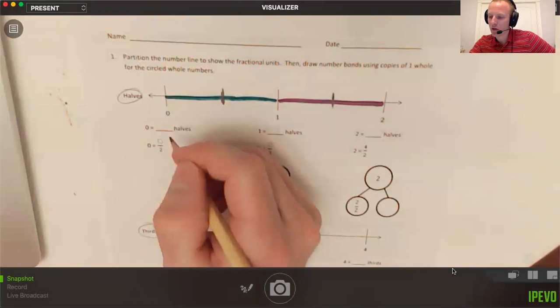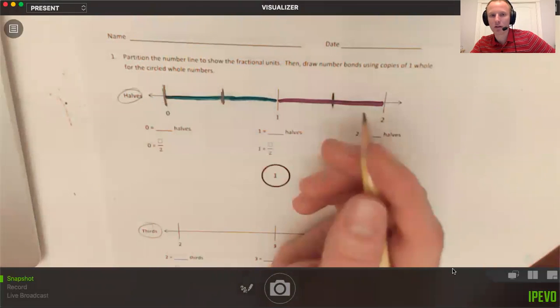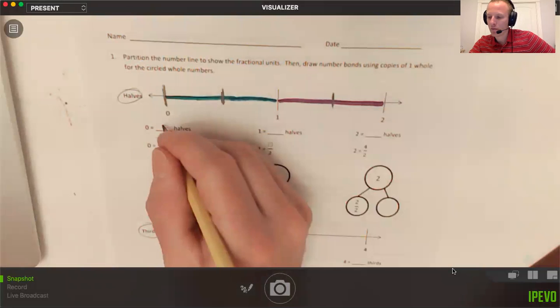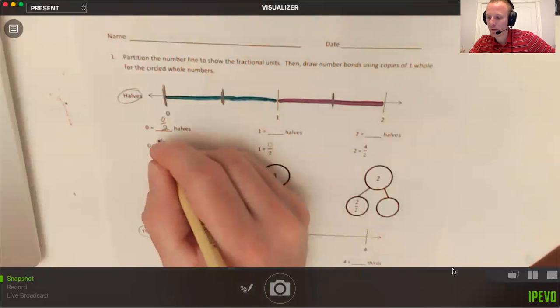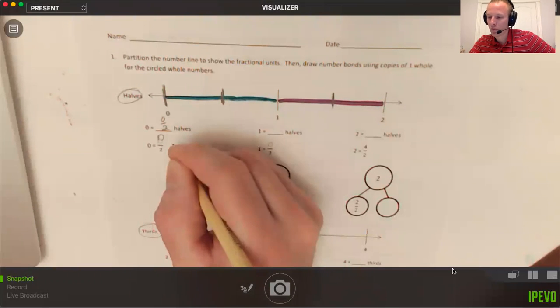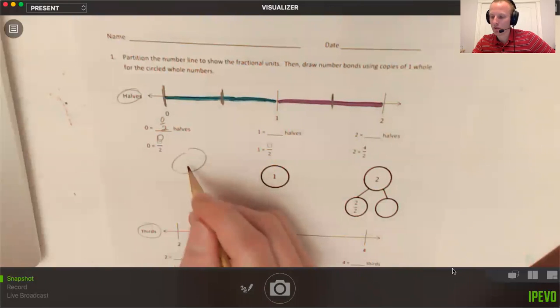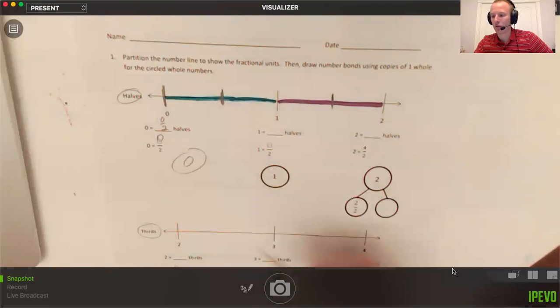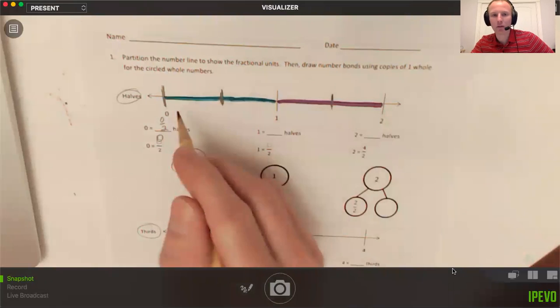So when I'm at 0, when I'm right here, how many halves have been colored in or shaded in? 0 halves have been shaded in. So we have 0 over 2. 0 equals 0 over 2. So my number bond would say 0, and I'd have nothing coming off of it because there's nothing coming off of it.